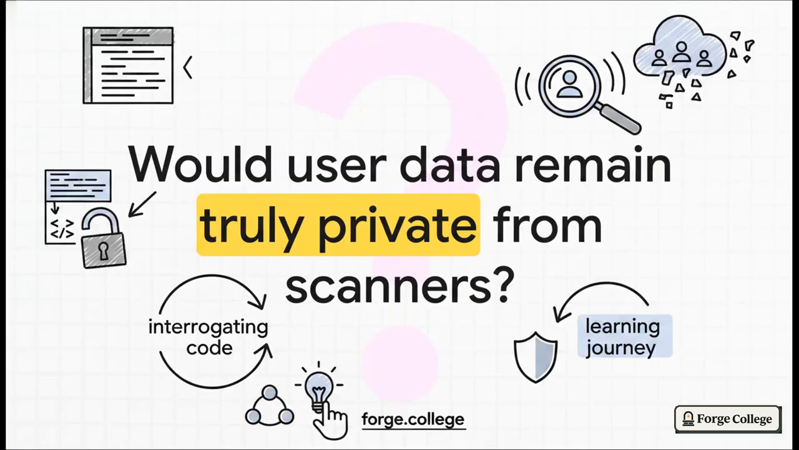So I want to leave you with this. Your code enforces the rules today, but if a third party scanned your events tomorrow, would your users' data truly remain private? It is a critical question every single developer must answer.